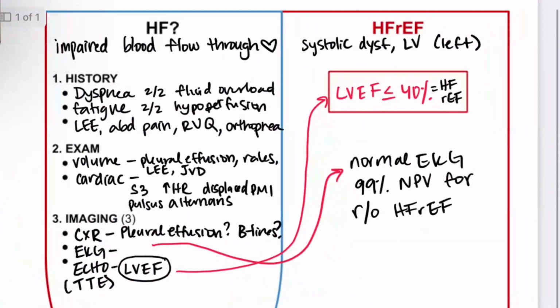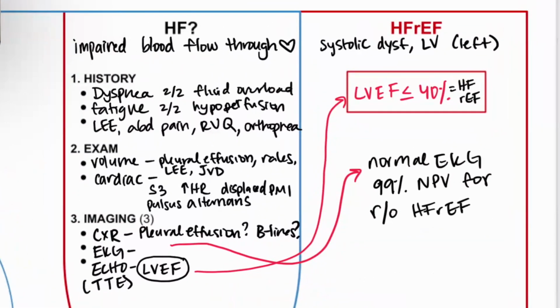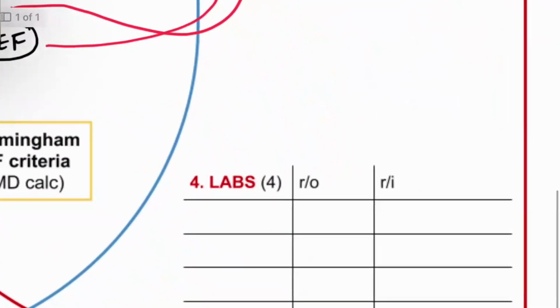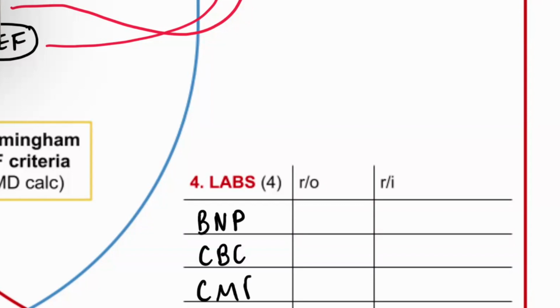After we have identified the patient has HFrEF, then we want to go on and get some labs. There's 4 labs to get, and it'll help us rule out and rule in heart failure, as well as get a sense of underlying cause. So in terms of the labs, the ones we want to get are BNP or proBNP, CBC, CMP, as well as TROPS, typically high sensitivity TROPS.